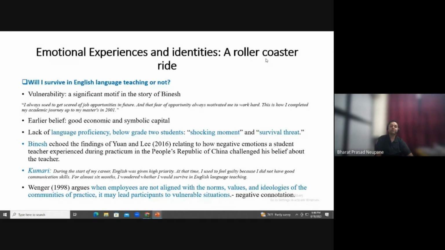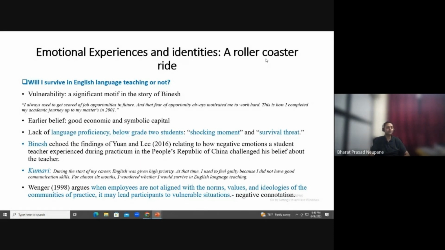So this Bines had developed a kind of belief that by being an English language teacher, he would have good economic and symbolic capital because he had seen Mr. Surendra earning a lot through tuition classes. And he had seen the wife of Mr. Surendra, who had a very good life. He had idealized the life of Mr. Surendra as a very good and comfortable life. And he wanted to have good symbolic and economic capital as that of Mr. Surendra. But if he was not able to acquire the skills and knowledge, he would not be able to acquire these symbolic and material resources.